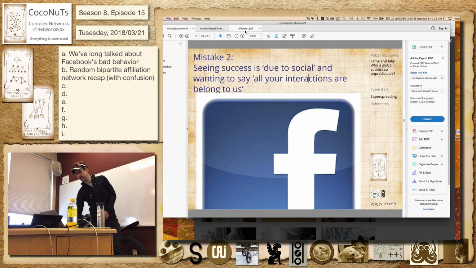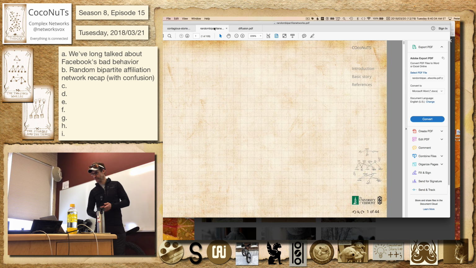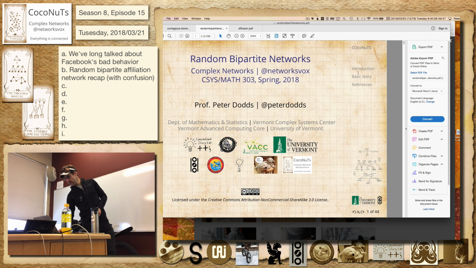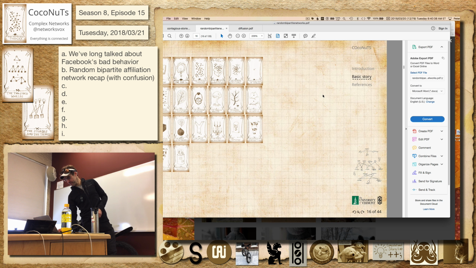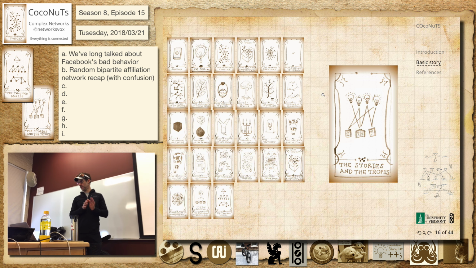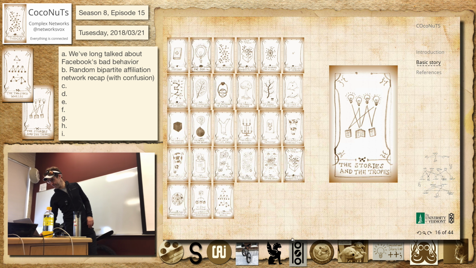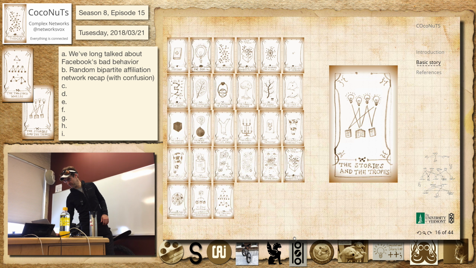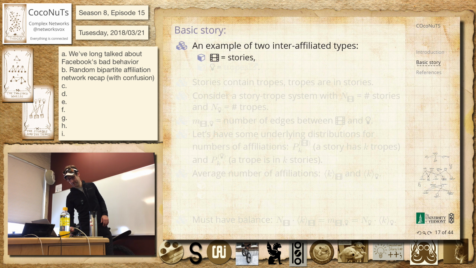Anyway, this is back from Contagious Stories. So I've changed the notation a little bit because I sort of was overstating, and we'll see how much of a mess I've made of this.